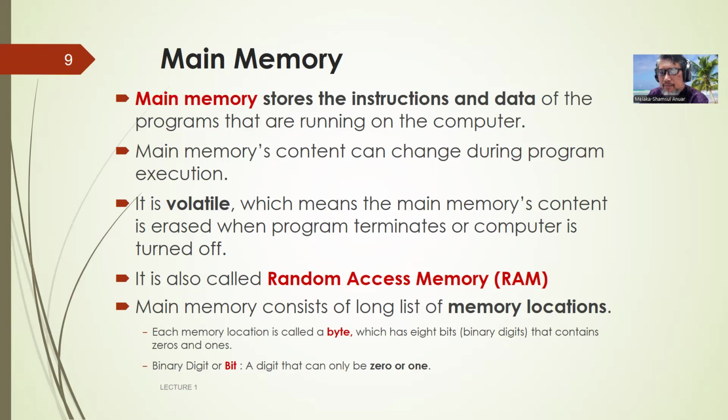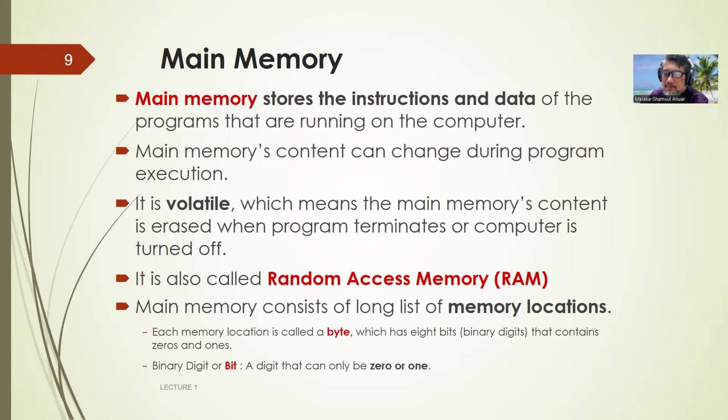The other one is ROM, read-only memory, and then we have random access memory, RAM. Main memory consists of a long list of memory locations. Each memory location is called a byte, which has 8 bits. A byte has 8 bits, binary digits, that contain zeros and ones. A binary digit, or bit, is a digit that can only be 0 or 1.